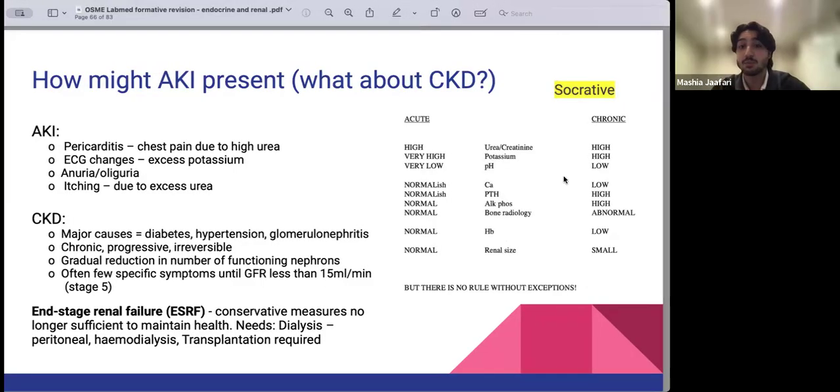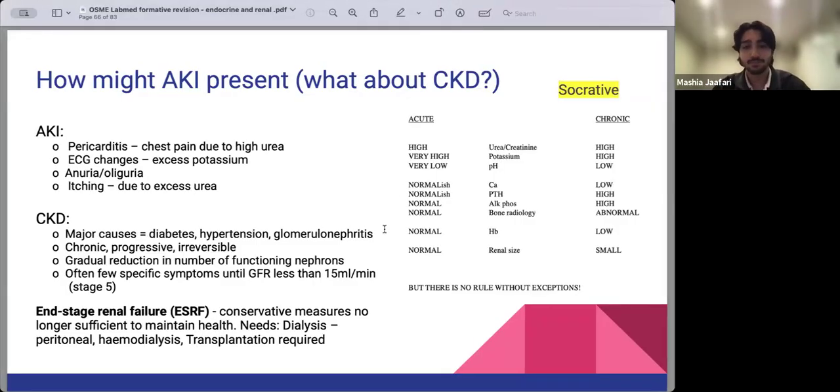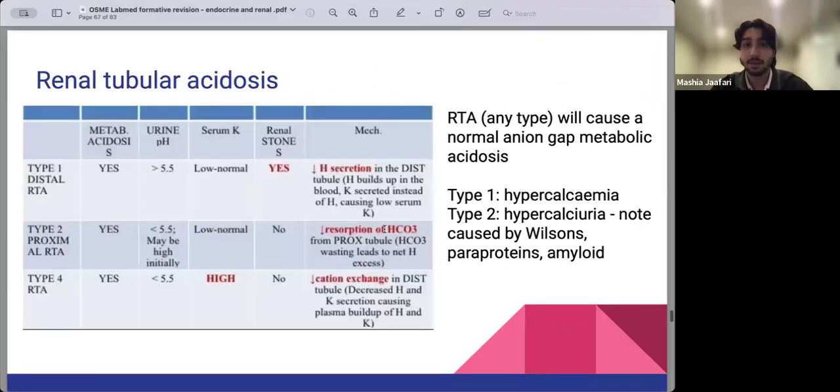So, for example, your potassium will be much higher in an AKI compared to a CKD because, in a CKD, some compensation has happened. The RAS is going to be trying to compensate a little bit for the high potassium and things like that. So those things are important to keep in mind.